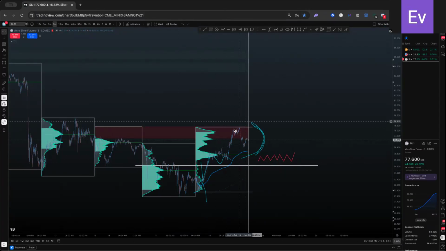So we didn't have really much acceptance up here, even though we spent some time up here, right? And then we broke back into value, right? And then we closed slightly above the POC, above this low volume node, right? This is a low volume node where price doesn't like to be, and we closed right above that, sorry.